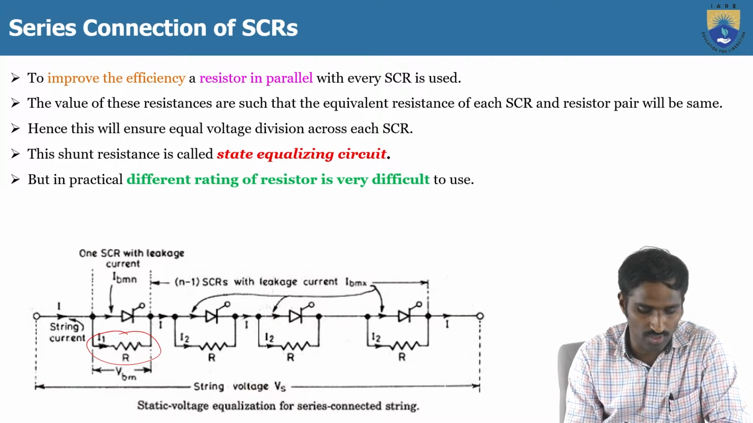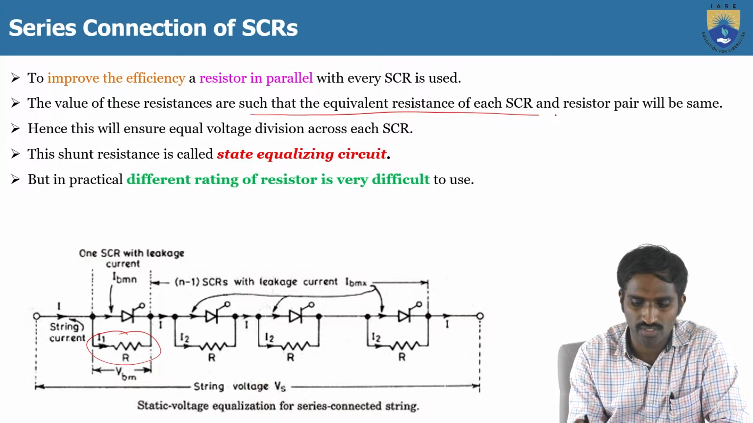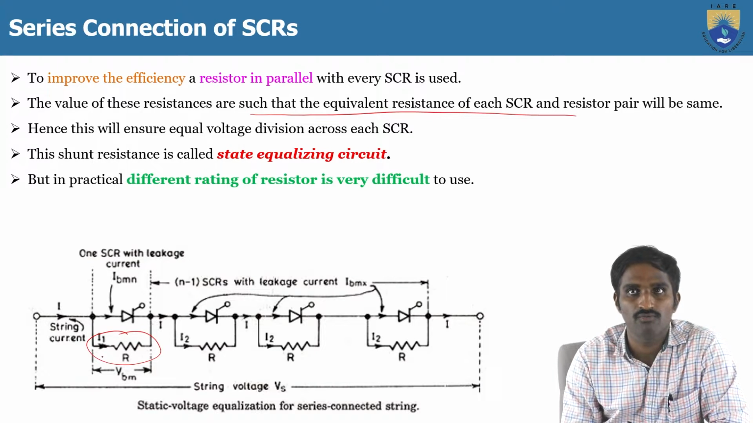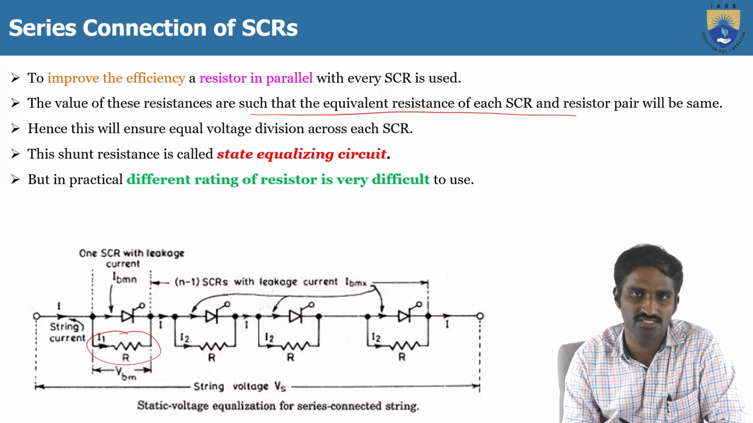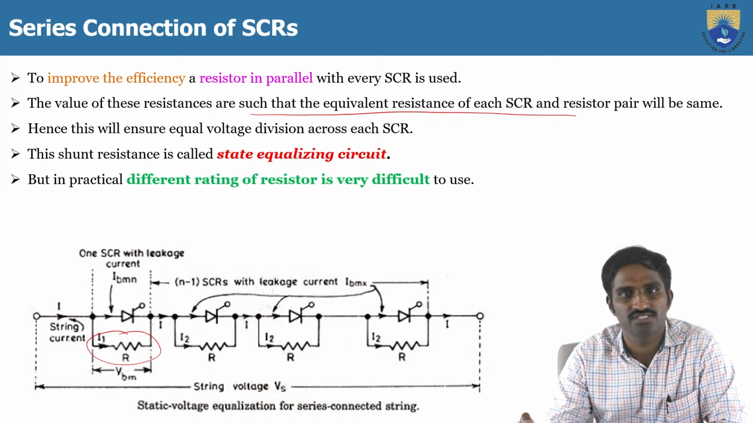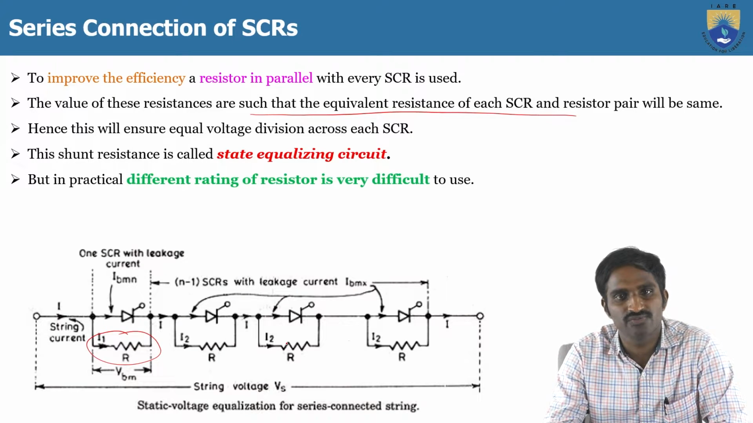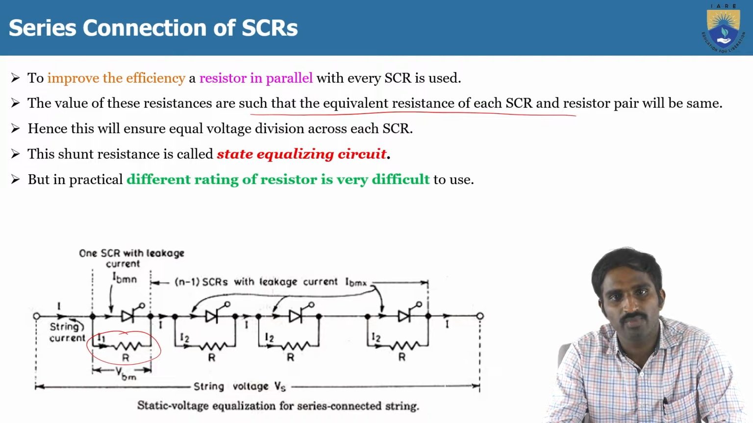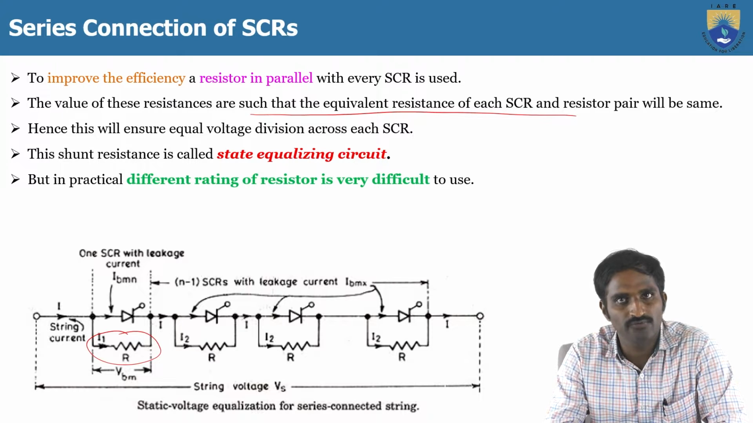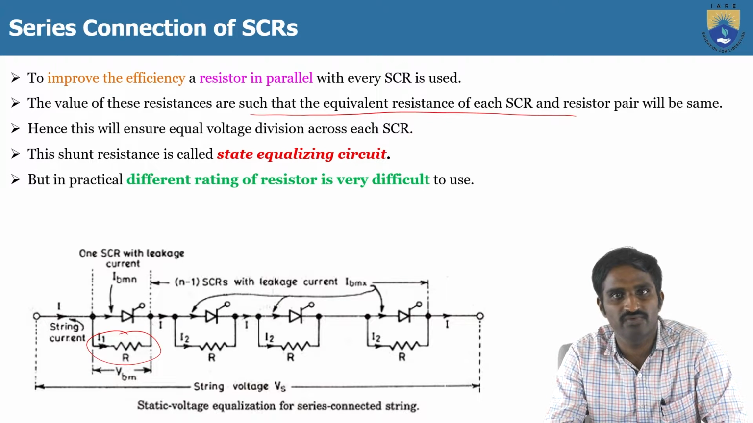But practically, connecting resistors of different ratings across each thyristor is very difficult. According to this statement, the value of the resistance that we are connecting across each thyristor depends on the equivalent resistance of each SCR, because the equivalent resistance of each SCR is different. So based on that, we have to choose the resistance across each thyristor. But connecting different rating resistors across each thyristor is difficult.